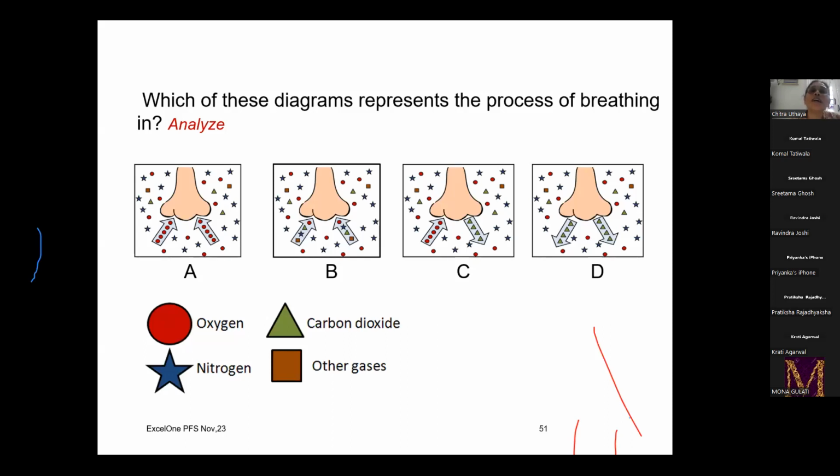So which of these diagrams represents the process of breathing? Is it 1, 2, A, B, C, or D? And the legend is given as to oxygen, nitrogen, carbon dioxide, and other gases. So students have to analyze all the pictures and choose the right answer. So this becomes an analysis question. So instead of just asking students explain the process of breathing, you can turn it around and give these kinds of pictures and ask questions.